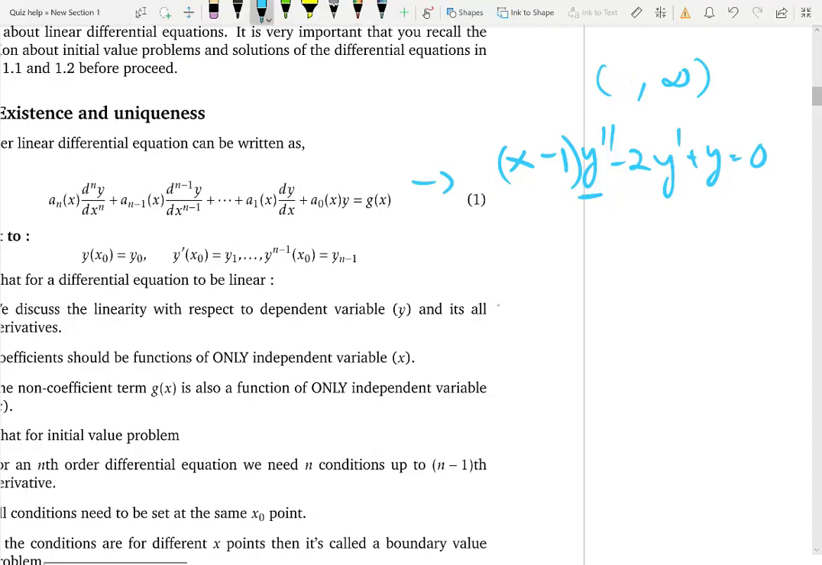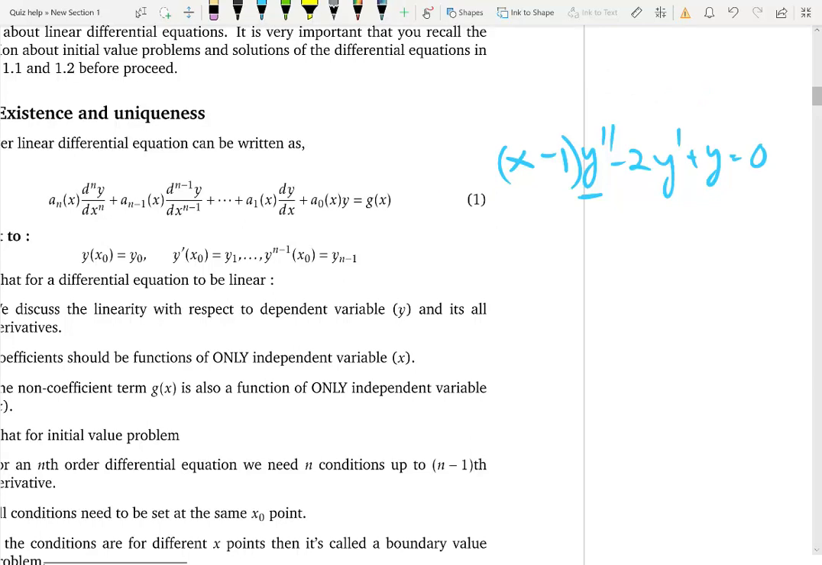How can we fix that? Let's choose an interval that goes from 3 to infinity because we skipped that one. Now x minus 1 never becomes 0 inside that interval, 3 to infinity, right? So this is a satisfaction of that second condition, okay? Alright, so we only do this for the leading coefficient, okay?